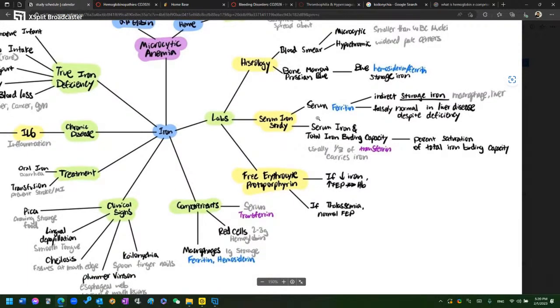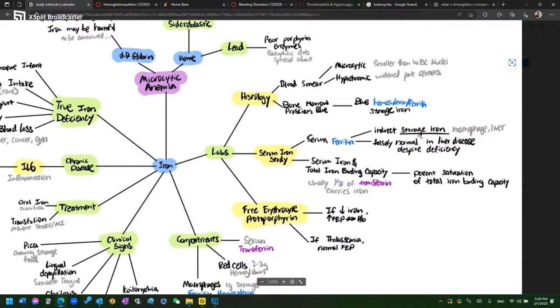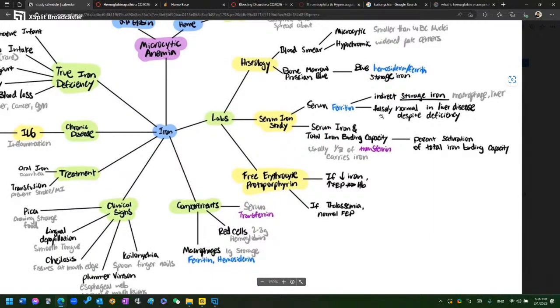We could also check the ferritin, right? So ferritin in the serum. This is an indirect measure of storage iron. The direct is the bone marrow biopsy. And ferritin in liver disease is still pretty high for some reason. Why is that?